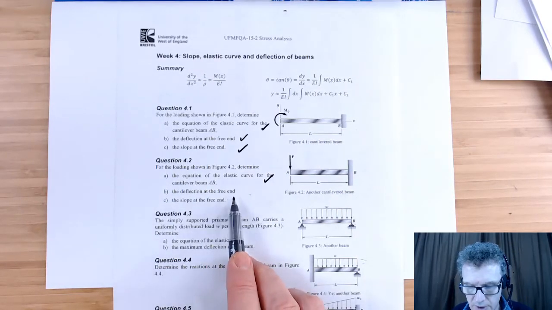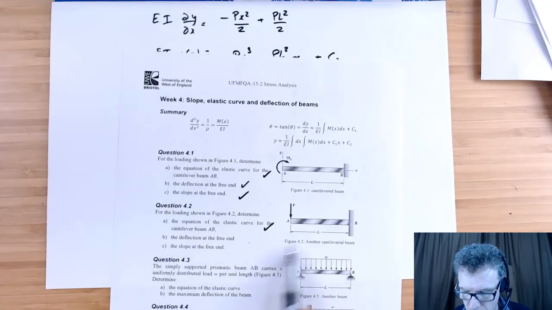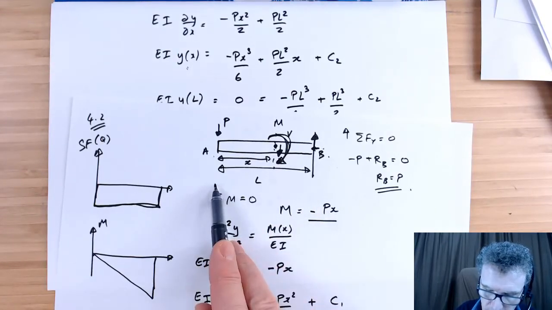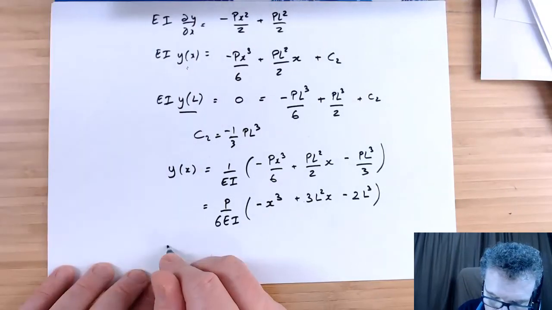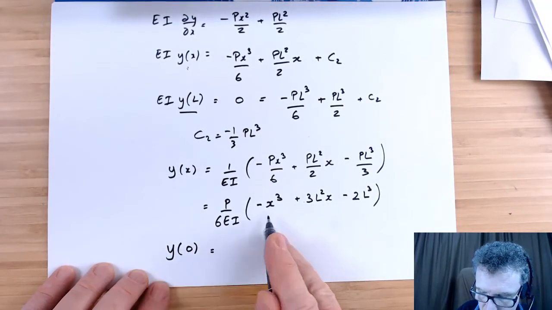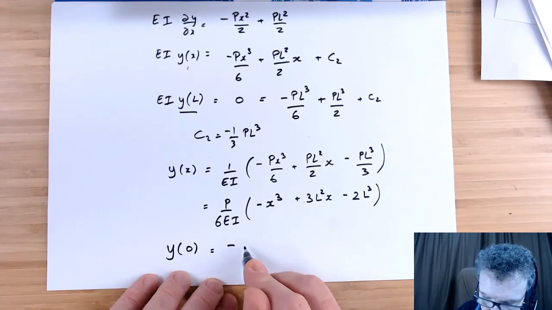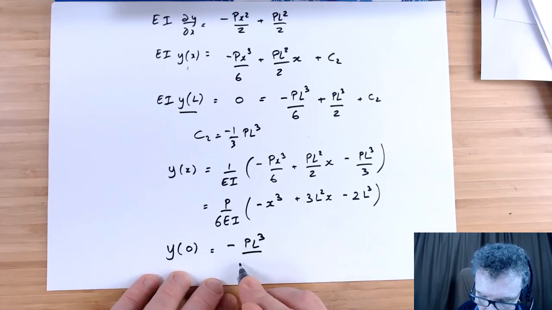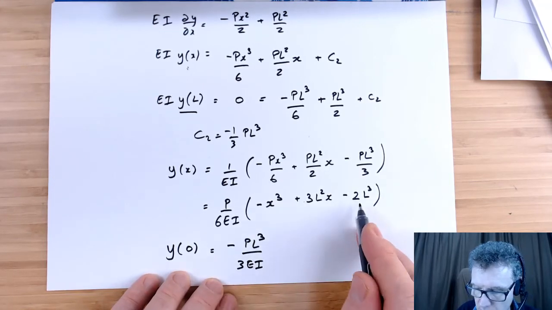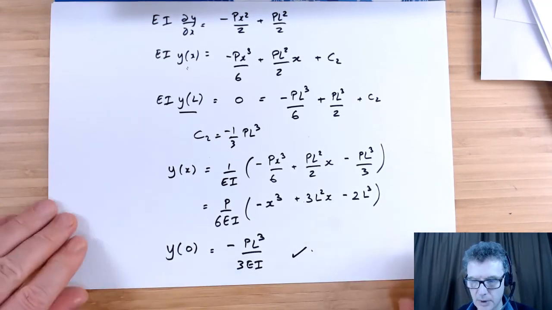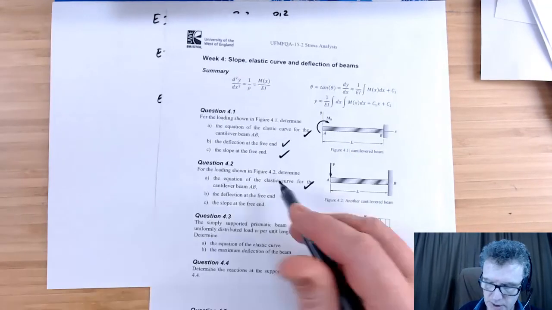The deflection at the free end. Deflection at the free end, well, okay, that is when x equals 0. So deflection here, x equals 0. So set the x to be 0, 0, 0 leaves us with minus a third PL cubed divided by 3EI. Okay, so 2 over 6 is a third. Is that correct? Yes, Ian, that is correct. Alright, so cracking through it now.